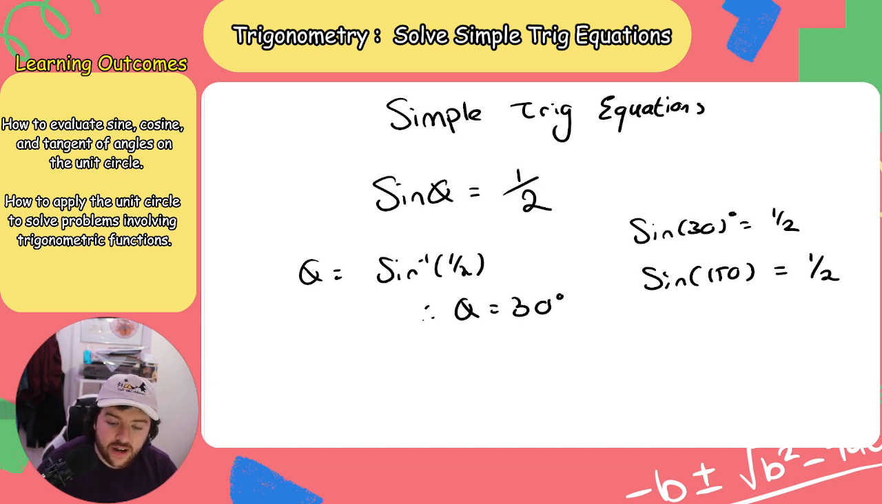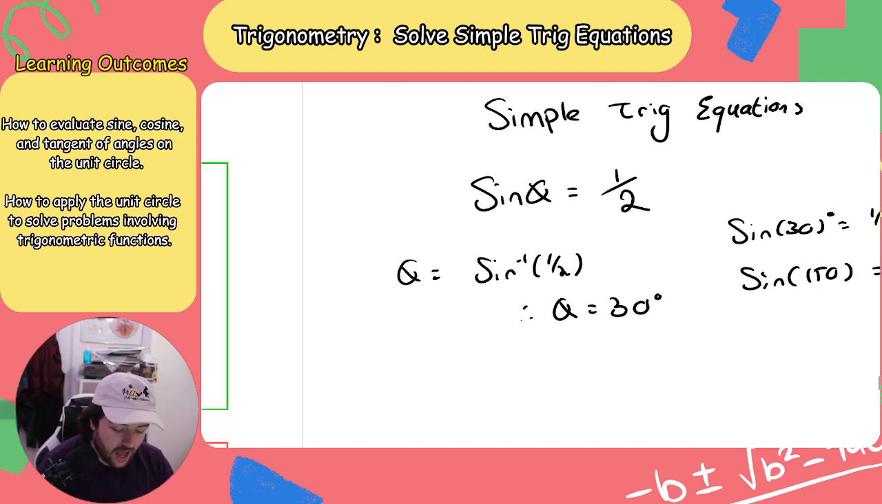So today's video is asking the question, how do we get that second angle? Because you just put sine inverse in your calculator and you're not getting the other angle, you are only getting the one. So in this video, we are going to look at solving for the second angle. How do we do that?